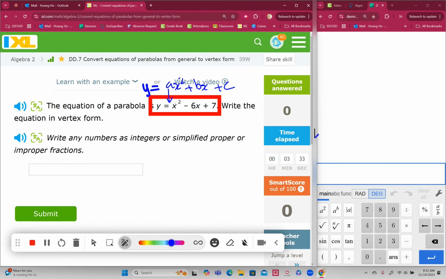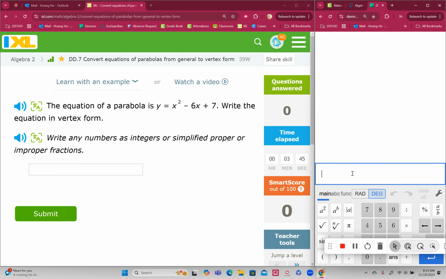You don't see the number right in front of x squared. Actually, it's a hidden number 1. B is negative 6. So on my calculator over here, I put down A equal 1 and B equal negative 6. All right, so we got that. And then I write down the formula to find the H. H equal negative B over 2A.